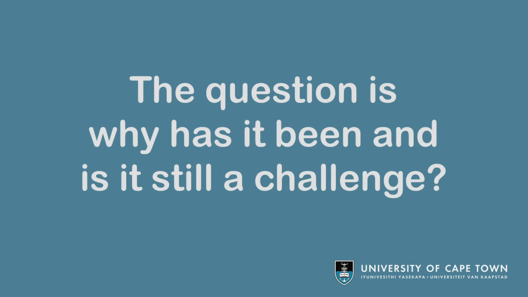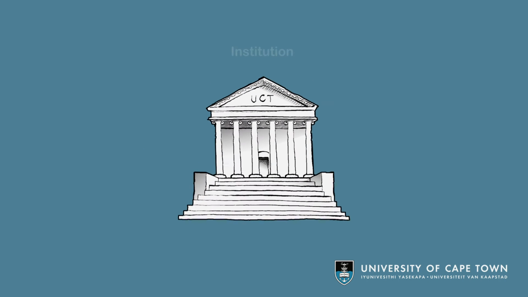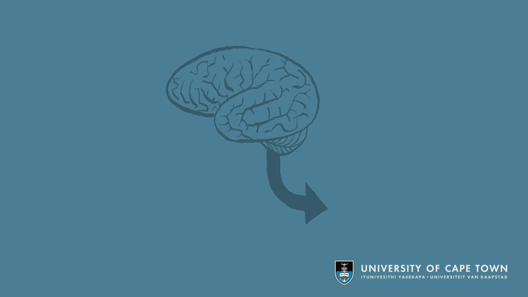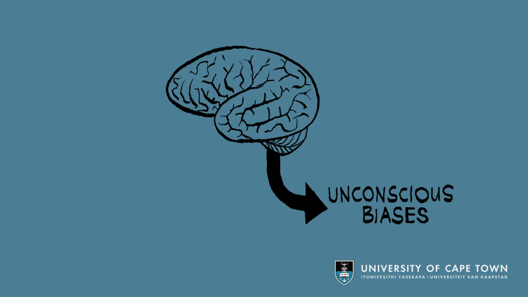The question is, why has it been and is it still a challenge? What role does the institution and groups and individuals within the institution play in effecting change? This is something for all to reflect on. In addition, we need to reflect on the role that our personal conscious and unconscious biases play in continued discriminatory practices that impact our day-to-day interactions and ultimately our workplaces.